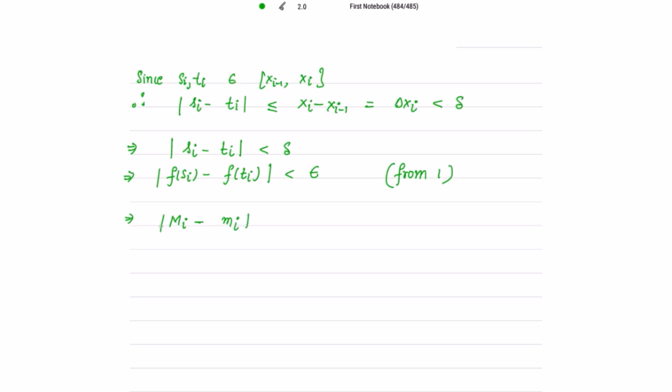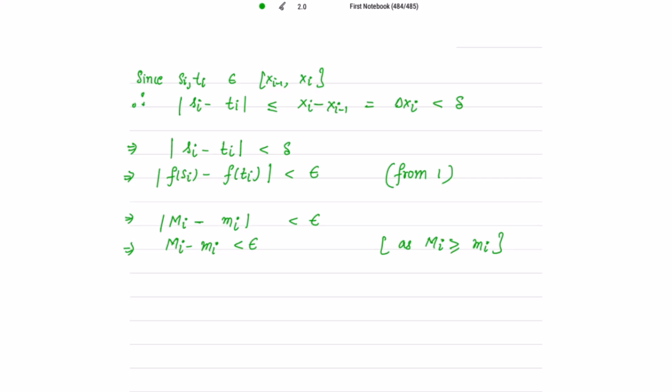This mod is less than epsilon, which implies, because it is already a positive value, the difference is less than epsilon. You can mention over here that capital Mi is greater than or equal to small mi.